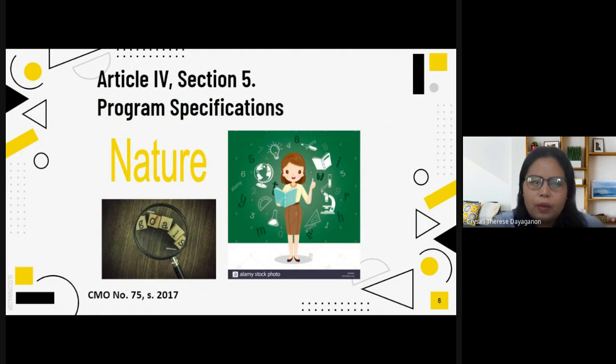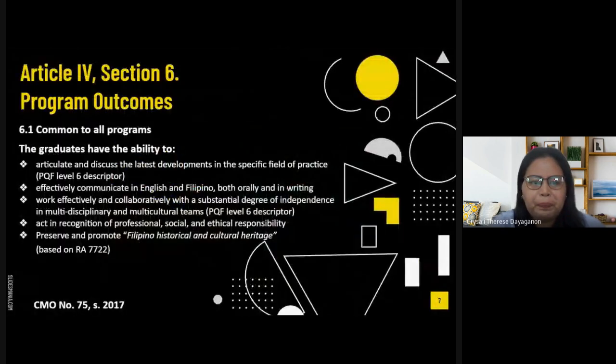Second, for the goals, the BSEd degree program aims also to develop highly motivated and competent teachers specializing in the content and pedagogy for secondary education, specifically mathematics. And after successful completion of all the academic requirements for the degree or program, graduates of the BSEd Math should be able to practice the teaching profession in the secondary level.